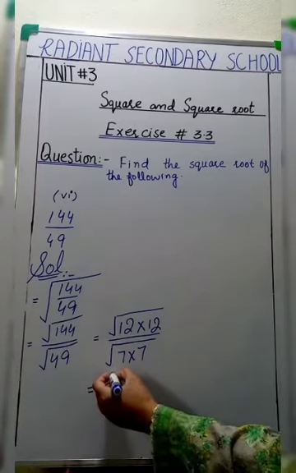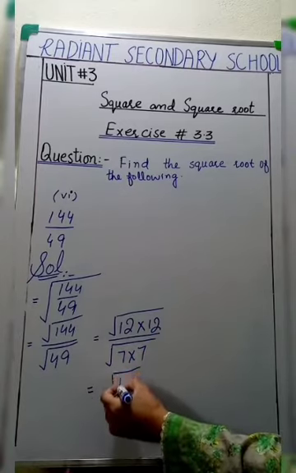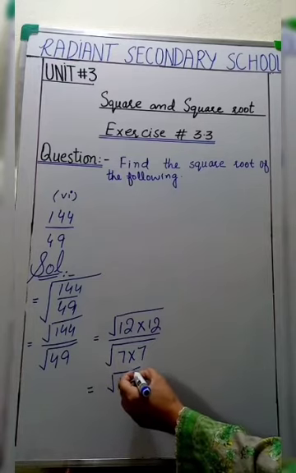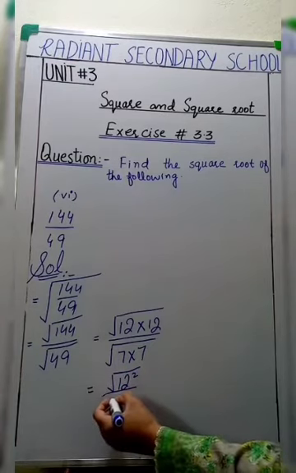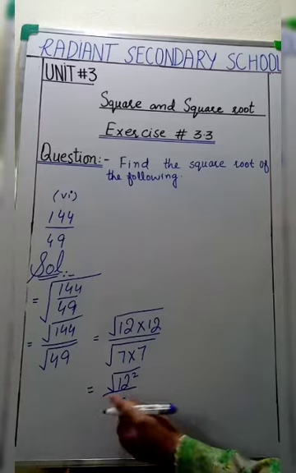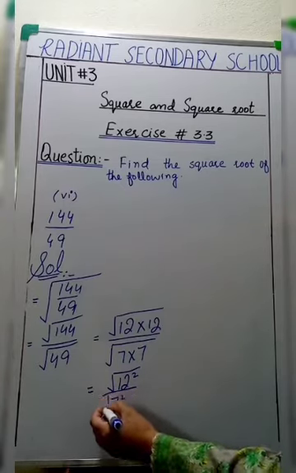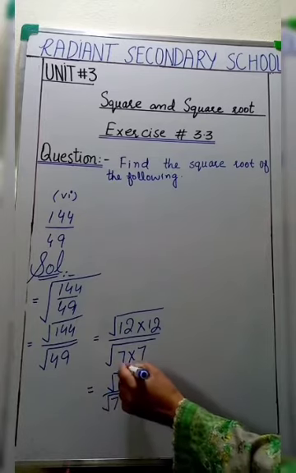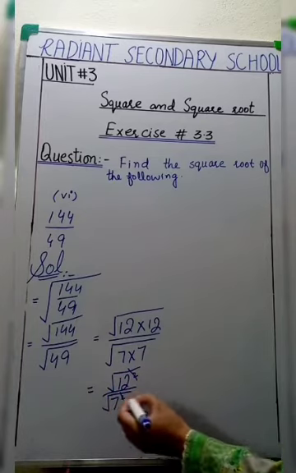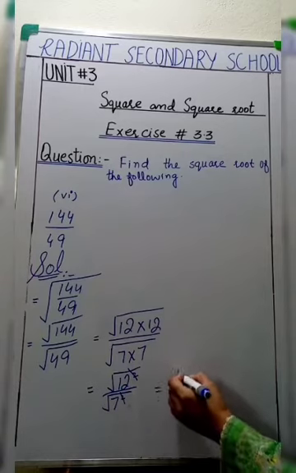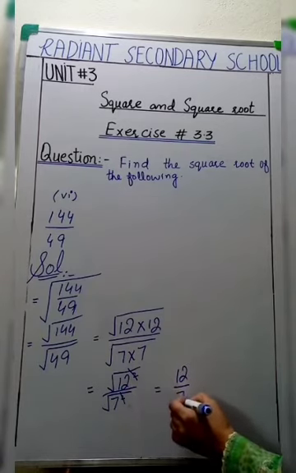In the next step, you will write them in the square form and put the radical sign over there, and the square root will be cancelled with the square, and the answer will be 12 by 7.